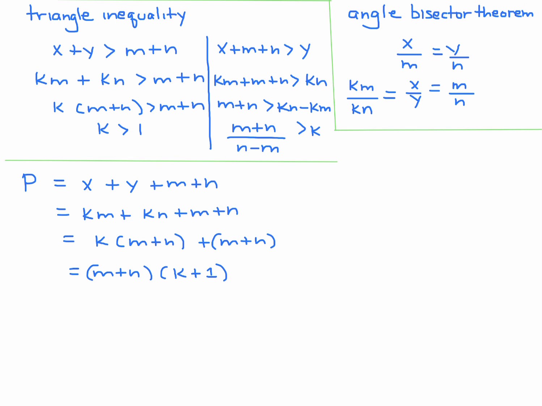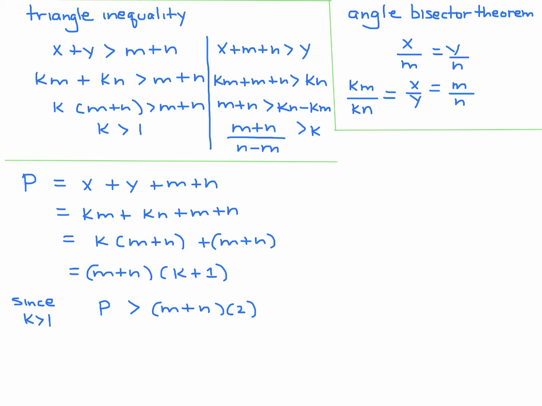All right, so now let's discuss this. We have some very helpful inequalities up here. The first one tells me that K is greater than 1. So since K is greater than 1, that means that the perimeter must be greater than M plus N times 2, because K plus 1 has to be greater than 2. So therefore the perimeter has got to be greater than 2 times M plus N.